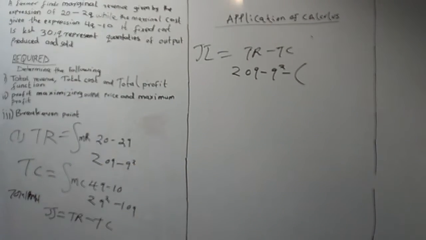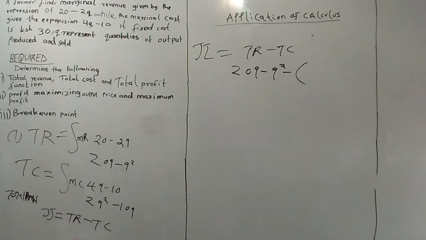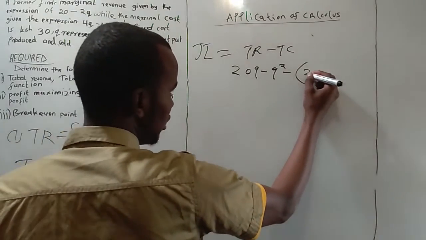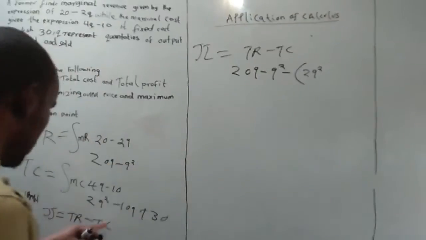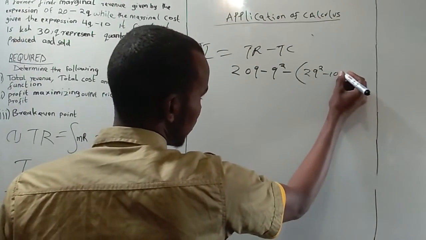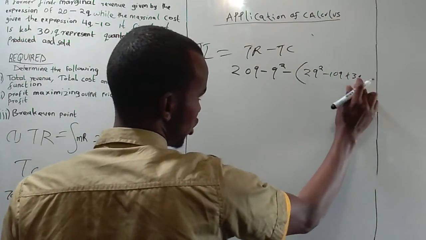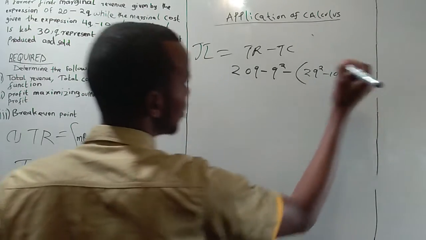But remember, total cost includes the variable cost and the fixed cost. Whenever we are integrating the total cost, we normally add the constant. We add the fixed cost, and our fixed cost was 30. So our total cost will have the constant 30. Now we bring it there: 2q squared minus 10q plus 30. Remember, this 30 was the constant k, the fixed cost.